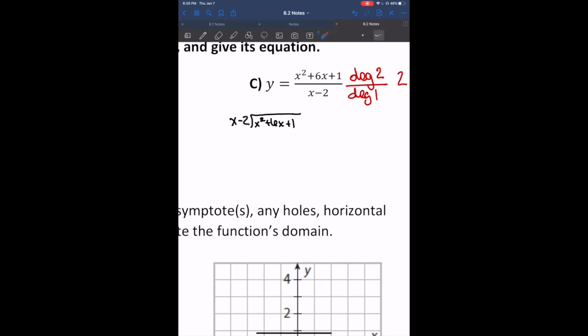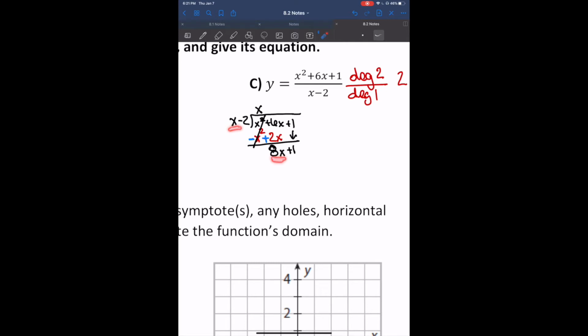where x squared divided by x is x, right? Because x times x is x squared. Multiply the whole thing, x minus 2 times x, and we get x squared minus 2x. Change our signs, perform the operation. x squared minus x squared cancels out. 6x plus 2x is now 8x. Bring down the 1 and repeat.